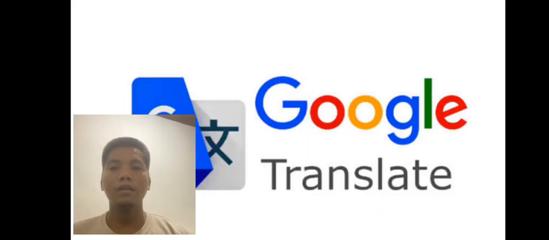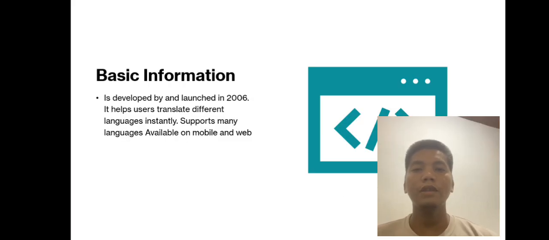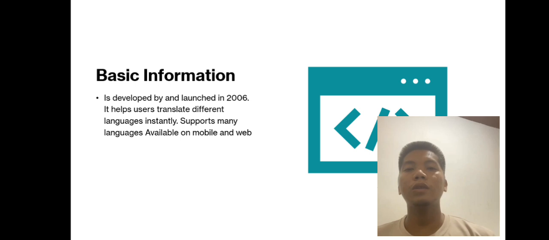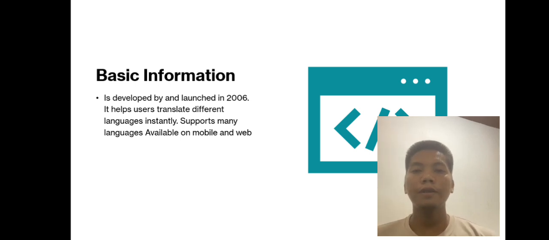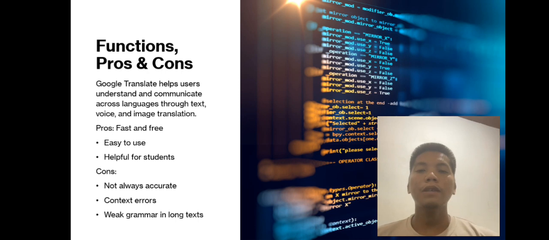Google Translate basic information: it was developed by Franz Josef Och. Launched in 2006, it helps users translate different languages instantly. It supports many languages and is available on mobile and website. Function, pros and cons.